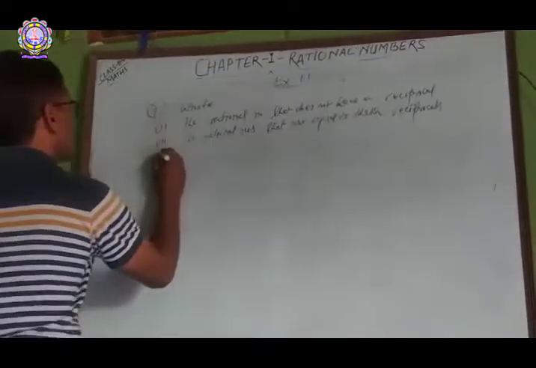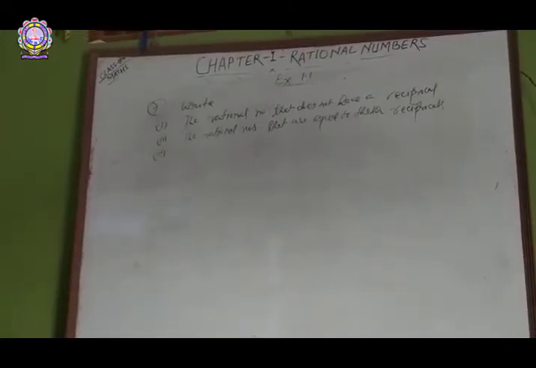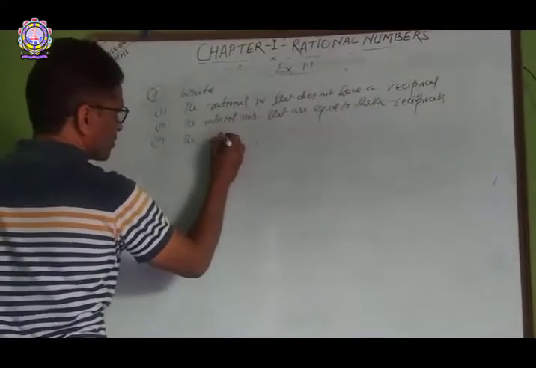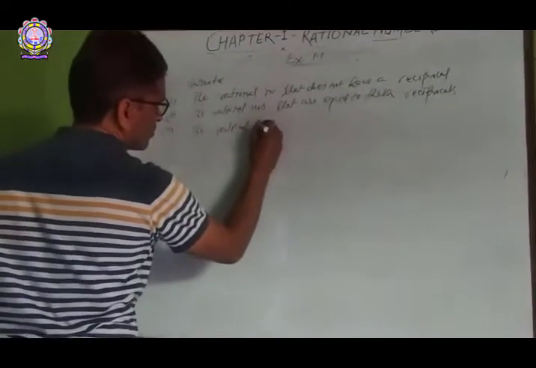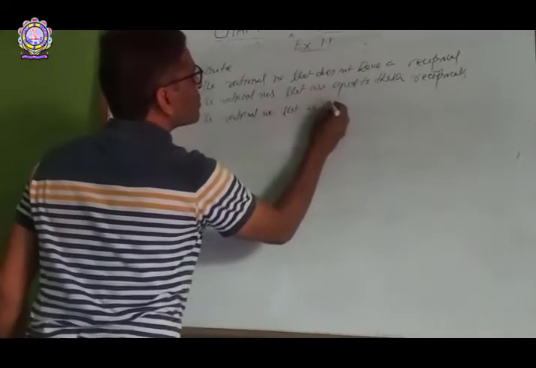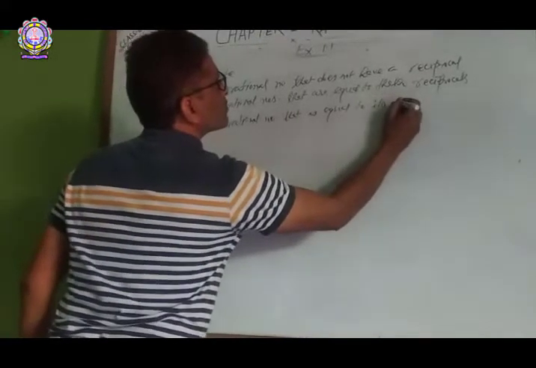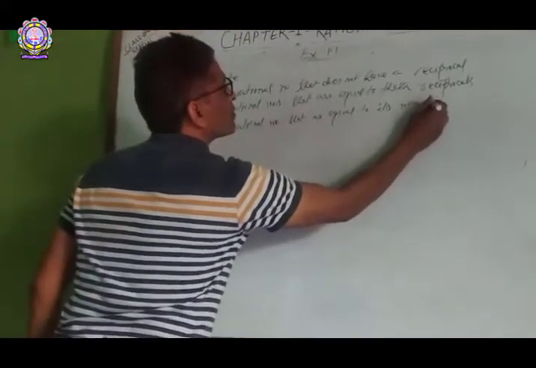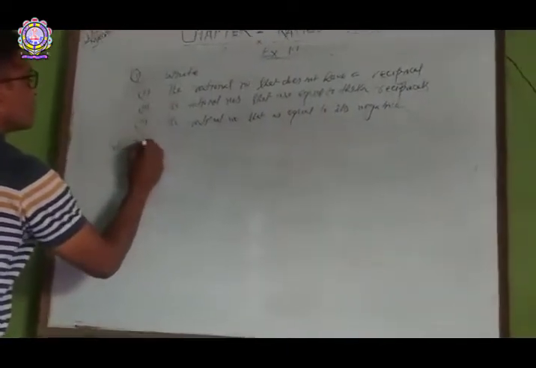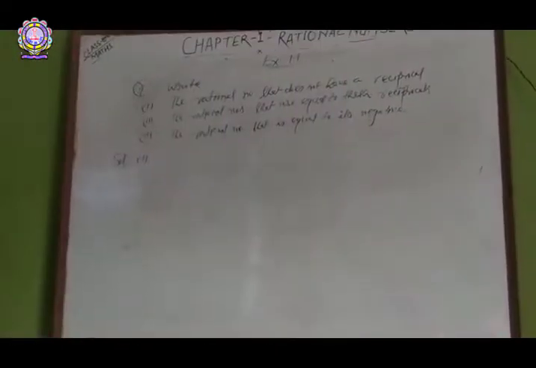Third one is the rational number that is equal to its negative.